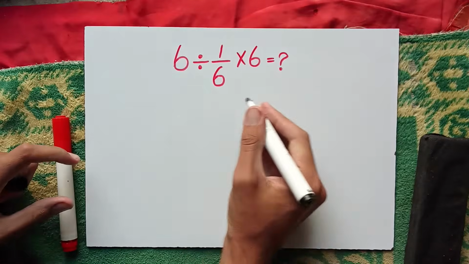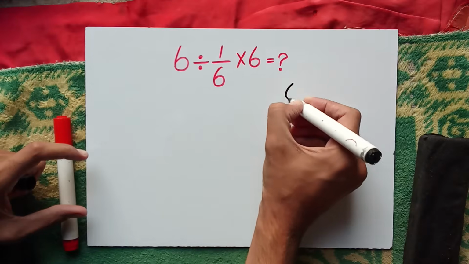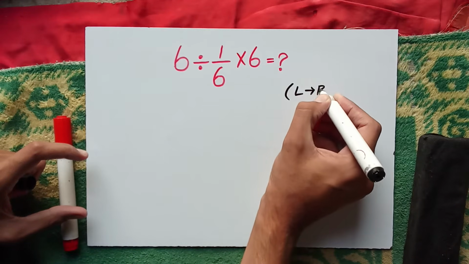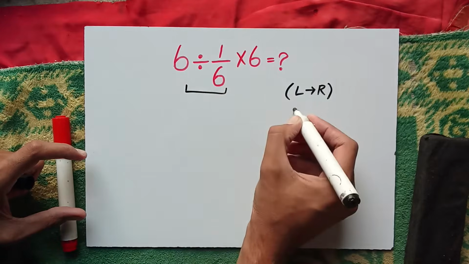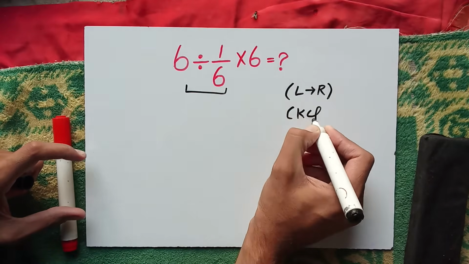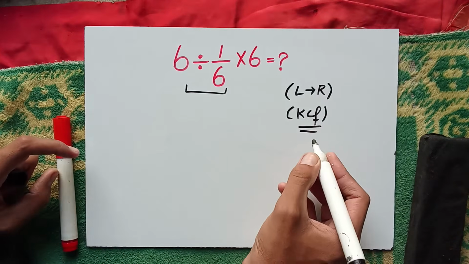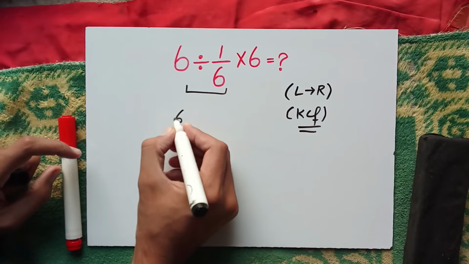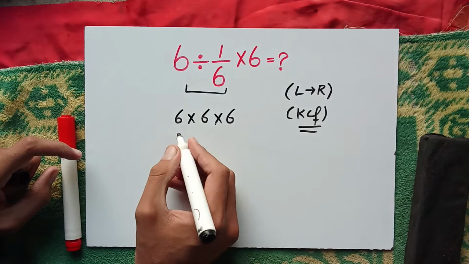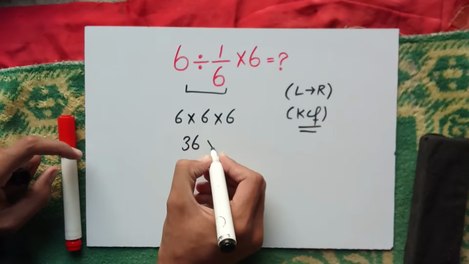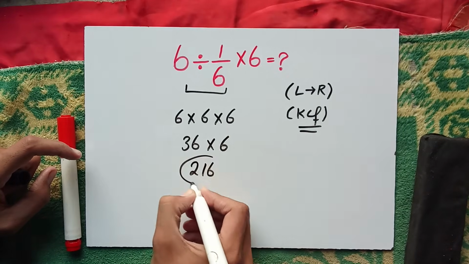According to the rule of PEMDAS, multiplication and division have equal priority and we solve from left to right. So firstly we solve the division, but to solve this part we follow the rule of keep change flip, which most people call the KCF rule. This rule says that whenever you change division to multiplication, the numerator becomes the denominator and the denominator becomes the numerator, and we can write it as 36 times 6, which finally equals 216. This is the final answer of this question.